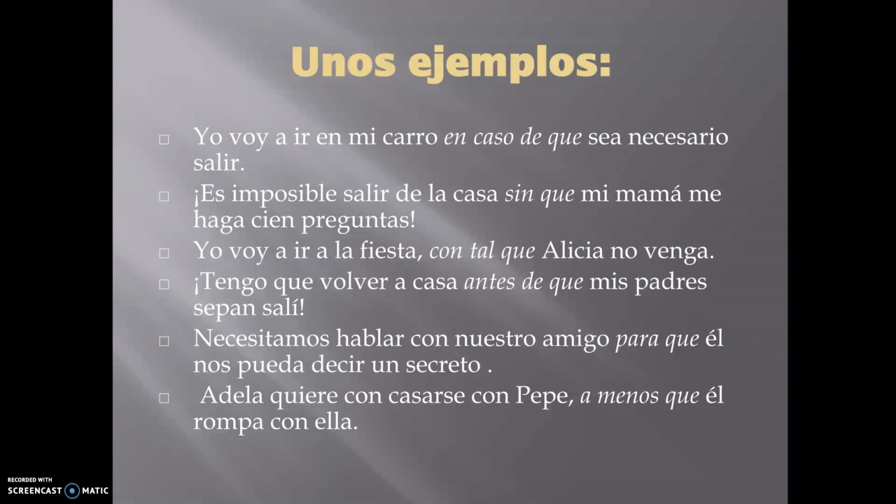Fifth example, necesitamos hablar con nuestro amigo para que él nos pueda decir un secreto. We need to talk with our friend so that he can tell us a secret. We have the adverbial conjunction para que. The subject of the first clause is nosotros or we, and the subject of the second clause is él or he.